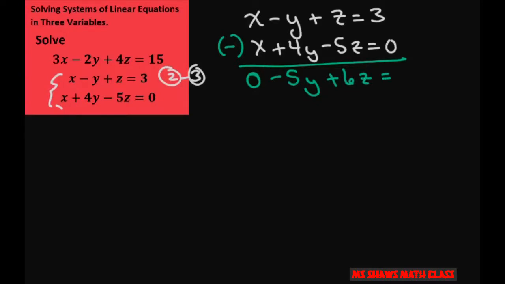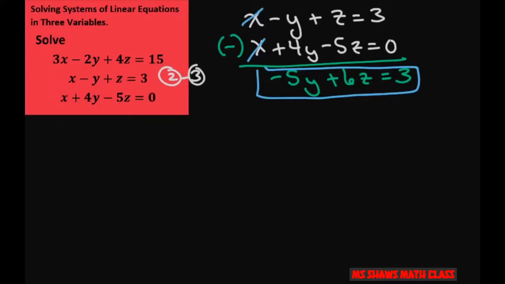3 minus 0 is just 3. We don't need this 0 because that just looks silly. So there we have that because these x's canceled out. Now I'm going to take either equation 1 and 2 or 1 and 3. I think I'll do 1 and 2 because the 2 looks easier.